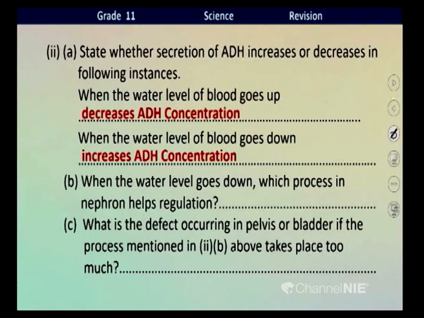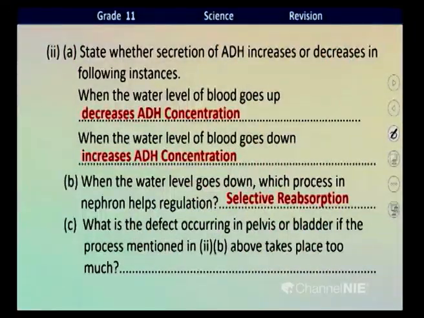As I told you, selective reabsorption, or you can write only reabsorption also. What is the defect occurring in pelvis or bladder if the process mentioned in 2b takes place too much? What is the process we mentioned here, children? Selective reabsorption. If selective reabsorption takes place too much, what will happen?